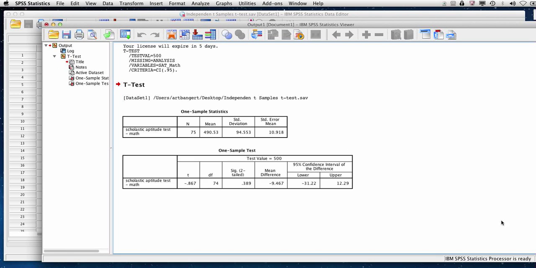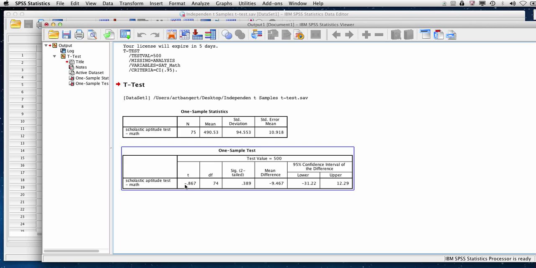And you can see that in our output, we have our sample statistics, our N. There are 75 students or individuals in the data set. The mean was 490.53 with a standard deviation of 94.553, and our standard error was 10.91. The results from the one sample t are reported in this table.